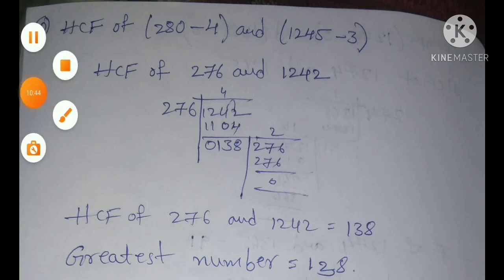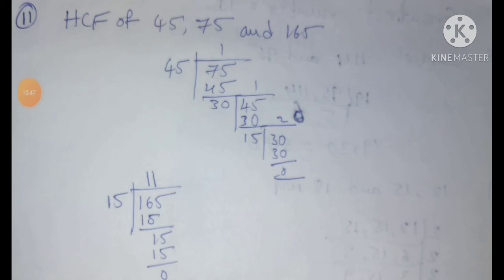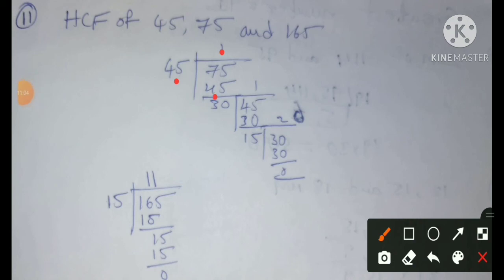So the next question, find the HCF of 45, 75 and 165. First we need to take two small numbers, 45 and 75. I am dividing 75 by 45. So 45 ones are 45. So remainder 30, 30 ones are 30. Remainder 15, 15 with 30 again. 15 twos are 30. So HCF of these two numbers 45 and 75 is 15. With this 15 I am going to divide 165. 15 11s are 165. So 15 is the HCF of 45, 75 and 165.